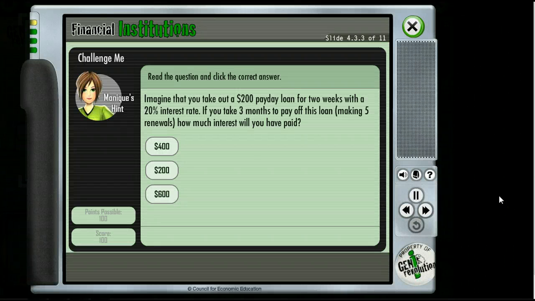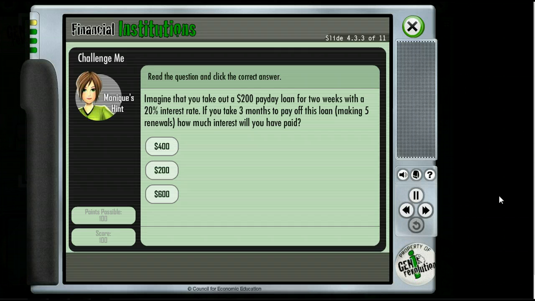Right, for the screencast on Mission 7, which is about the importance of having a relationship with a mainstream financial institution, this was a problem that I thought might be a little tricky. And this is slide 4.3.3. And you're going to learn about what payday loans are. You never want to take one of these.